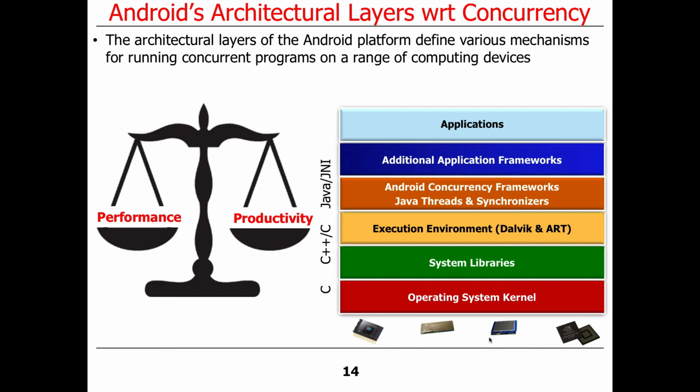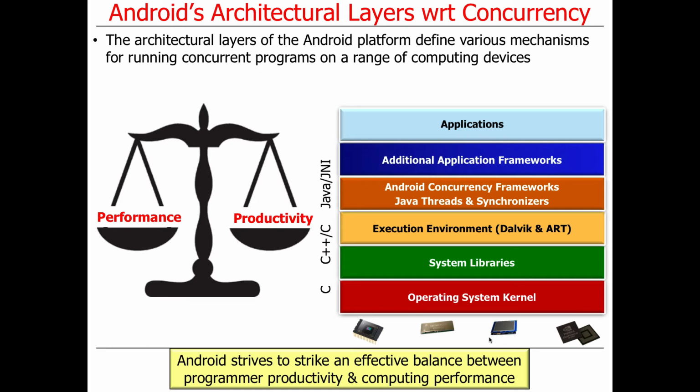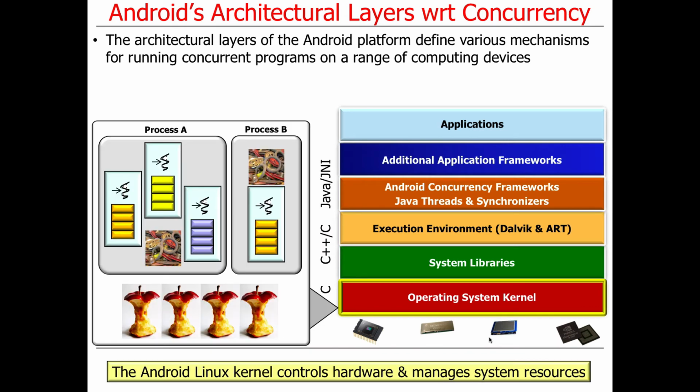You could write everything in one way, but it might be slow, or you could write everything in another way. It might be fast, but it might be hard to actually program. So Android's trying to strike this balance between programmer productivity and computing performance. The Android Linux kernel controls the hardware and manages the system resources, not the least of which is to manage access to the underlying processing cores. So that's what an OS kernel does for you. It does scheduling of higher level threads and things that run in processes onto the underlying hardware.